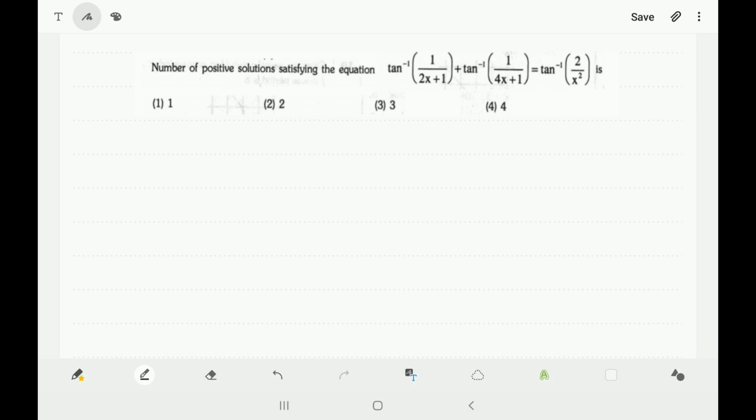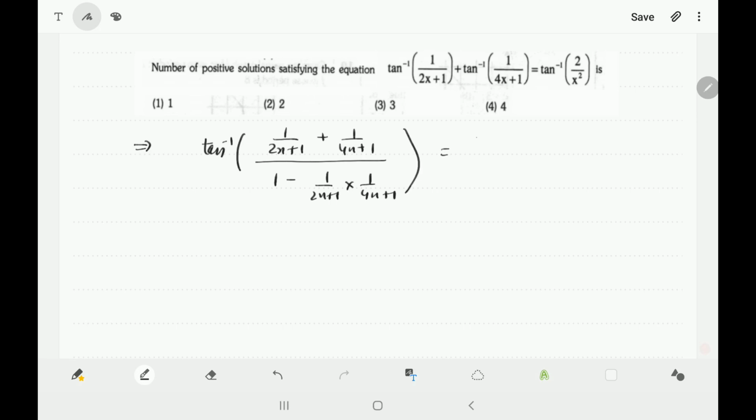In this ITF equation, we have to find the positive solutions of x. So we'll just apply the formula, and once we have the values of x, we'll put them in the equation and cross check. So tan inverse of A plus tan inverse of B, you already know the formula. Tan inverse of (1 upon 2x plus 1) plus (1 upon 4x plus 1), upon 1 minus the product of these two terms.